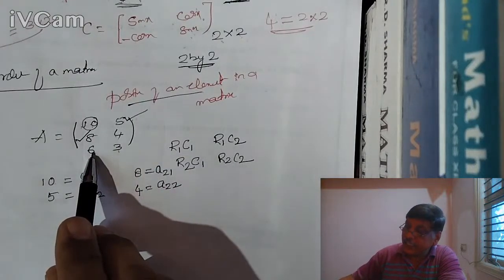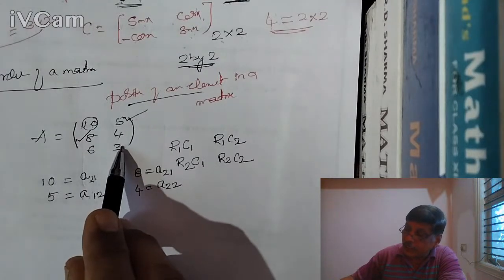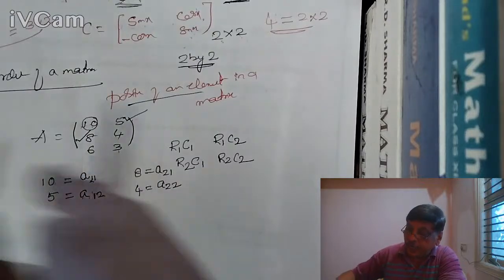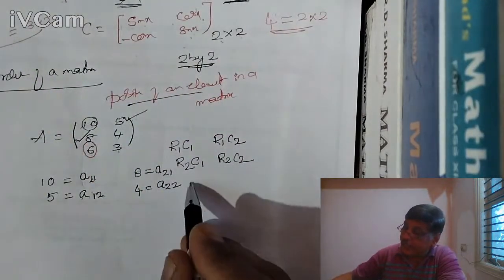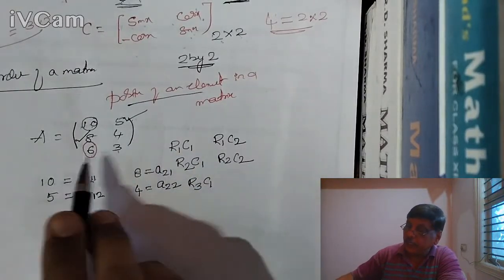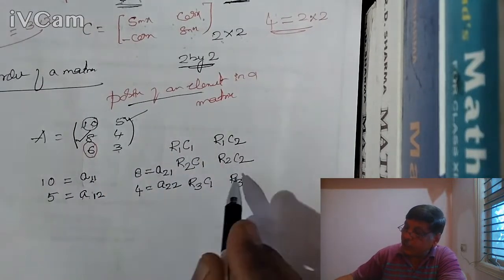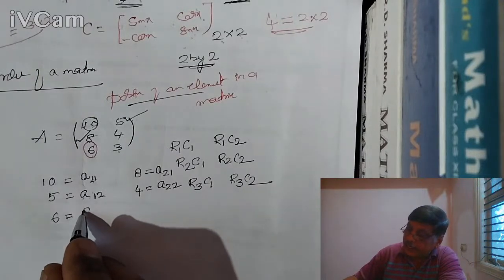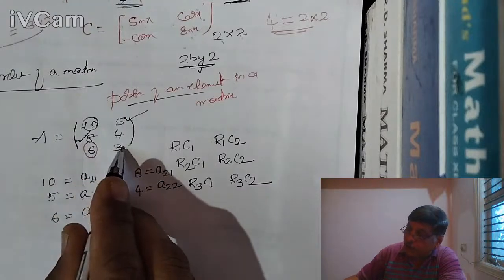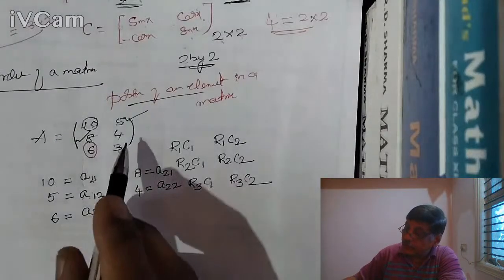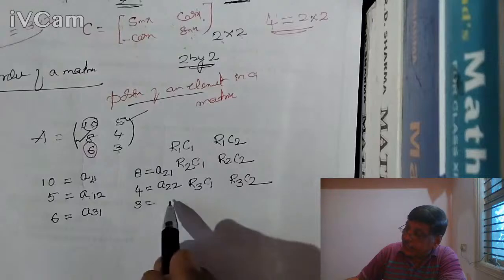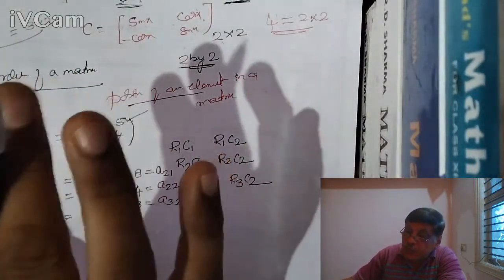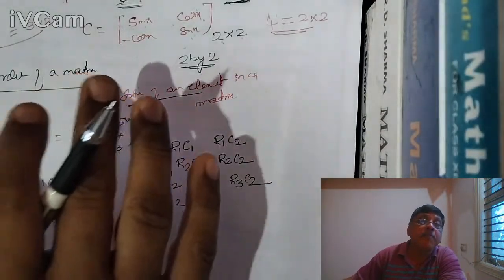Next, we see that 6 lies in the third row. Yes or no? Third row, first column. This is the first row, second row, third row. Observing element 6, it lies in the third row, first column. Again, 3 lies in the third row, second column. So 6 is represented by A31, and 3 is represented by A32. This is the identification of the position of elements in the matrix. This is a very important concept.